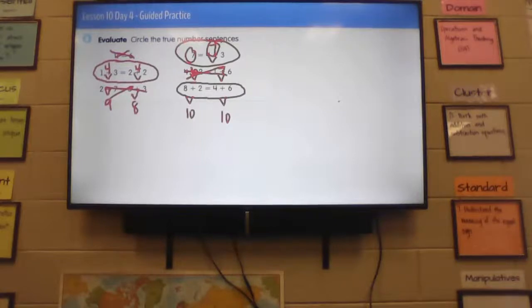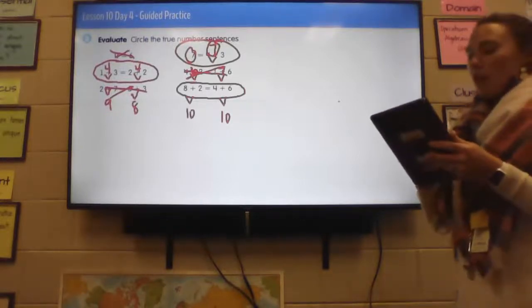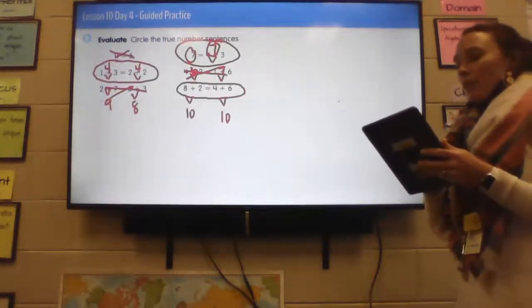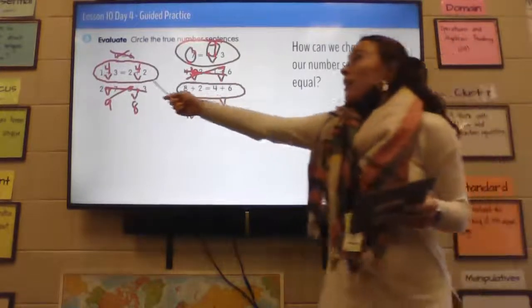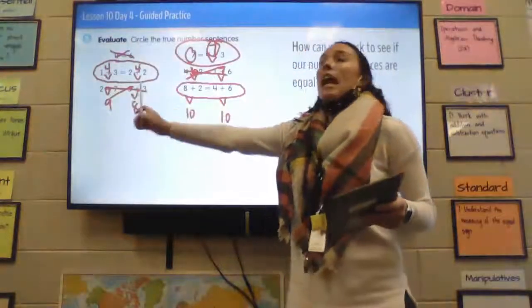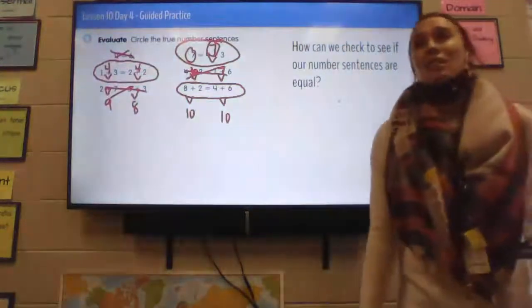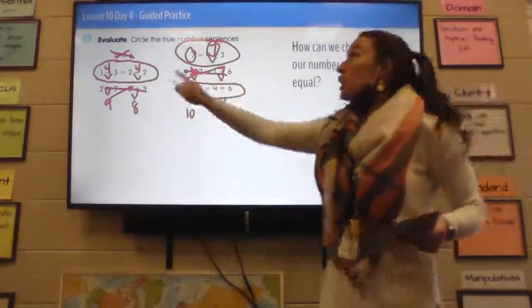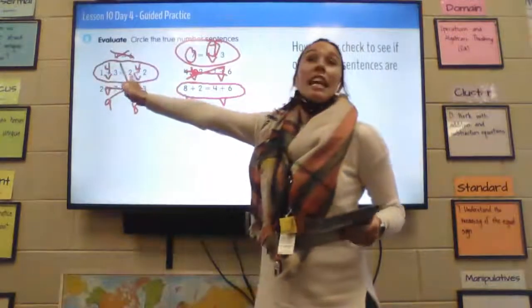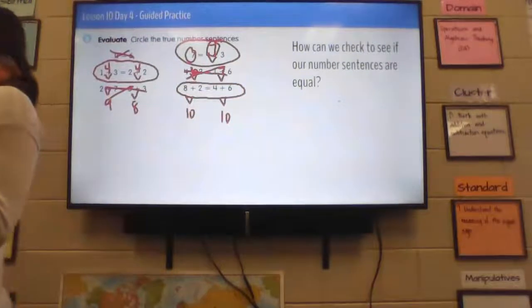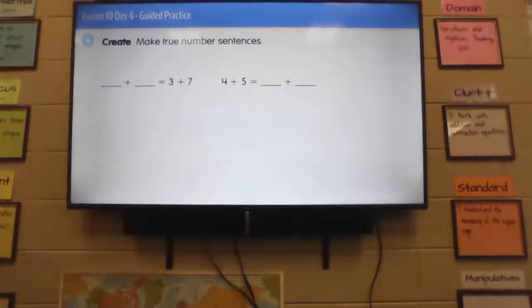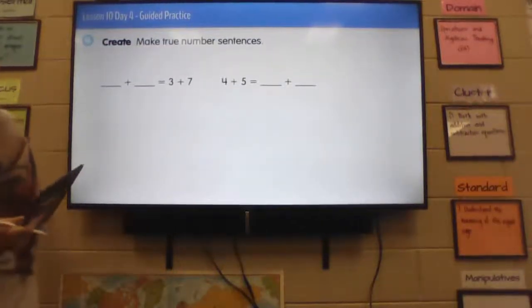Excellent. Hey, very good. Now, make sure yours looks like mine. Every time we did one, we had to check to see if this side was the same as this side. Could we just guess? No, we actually figured out what each side equaled, and we were able to see. That's what you're going to have to do. Got it? All right, so let's go to our next one.